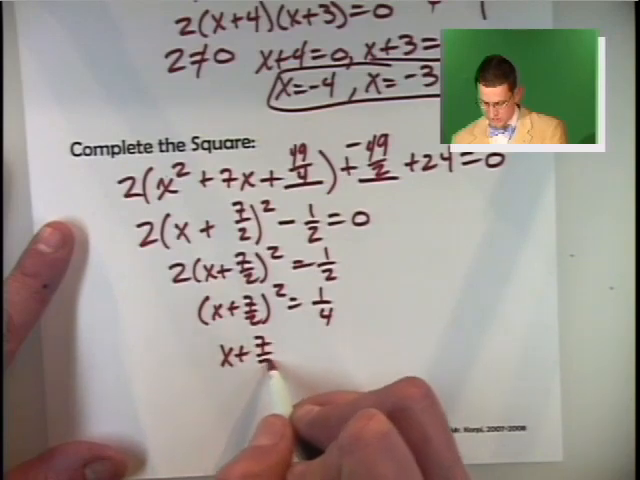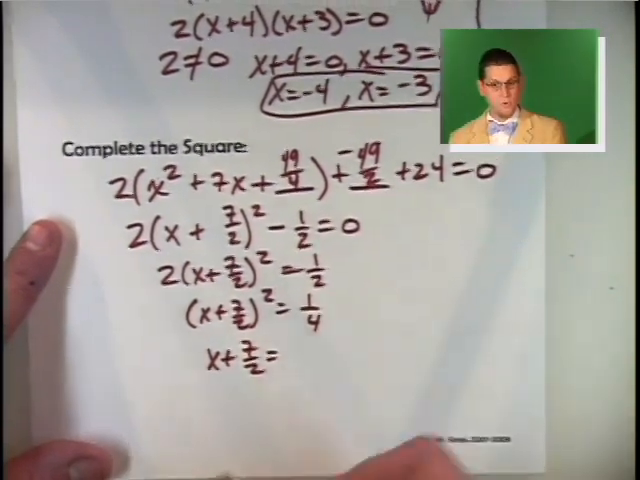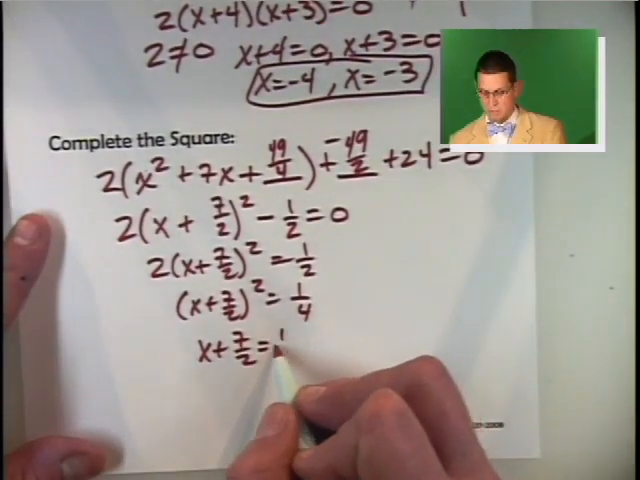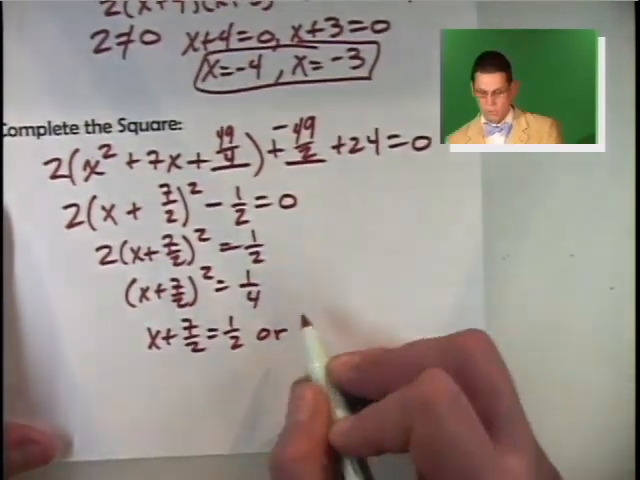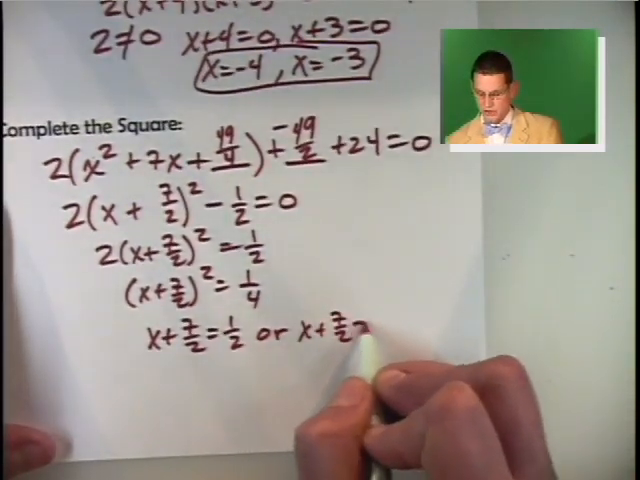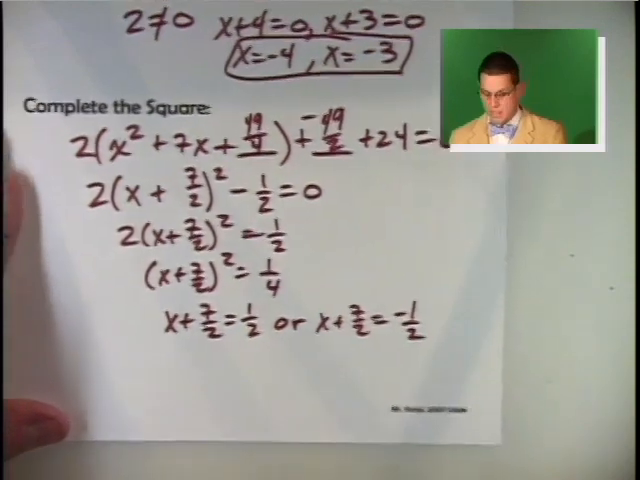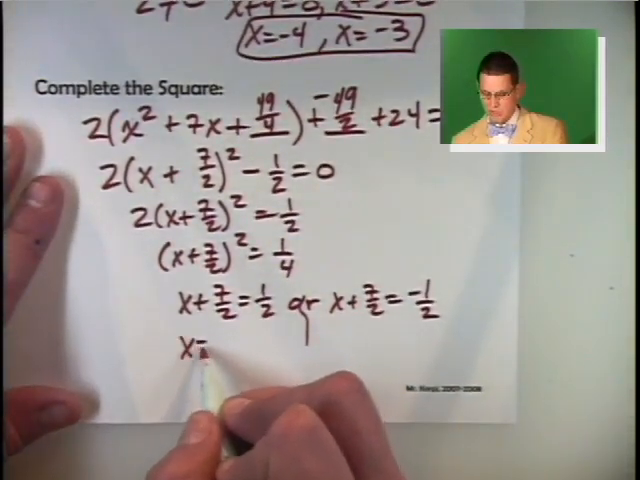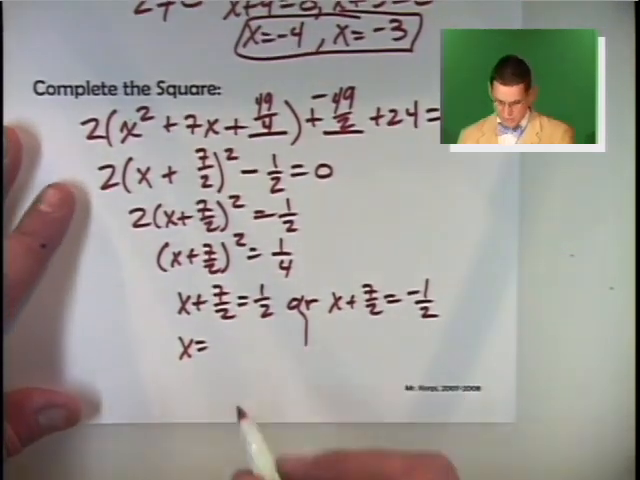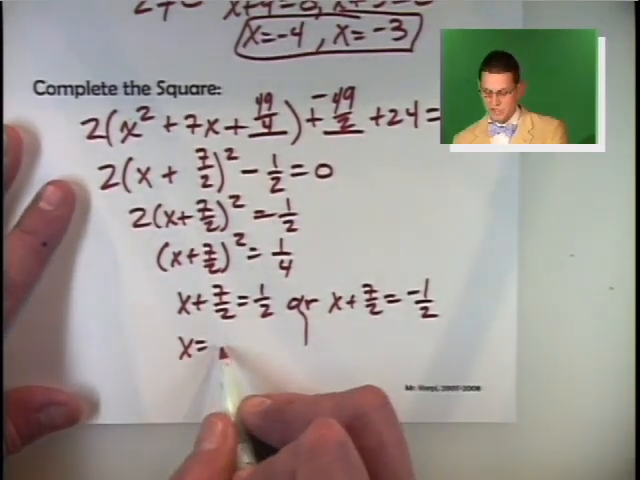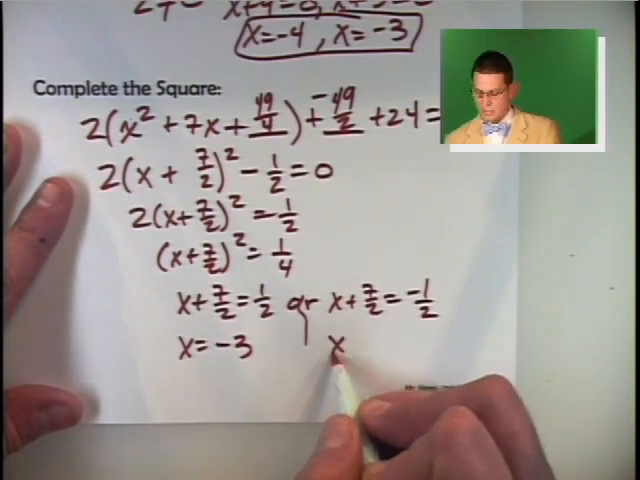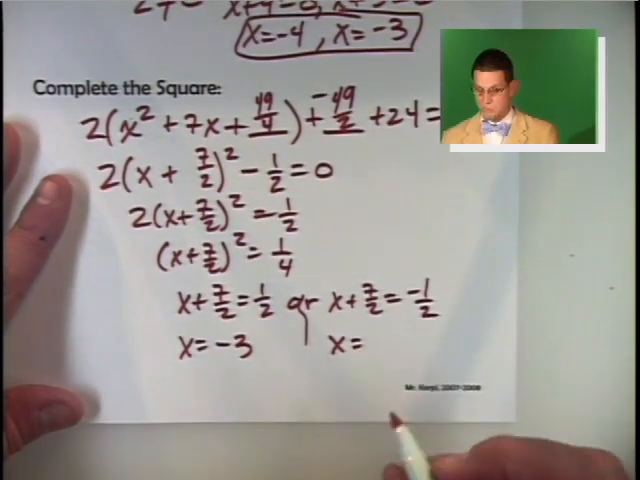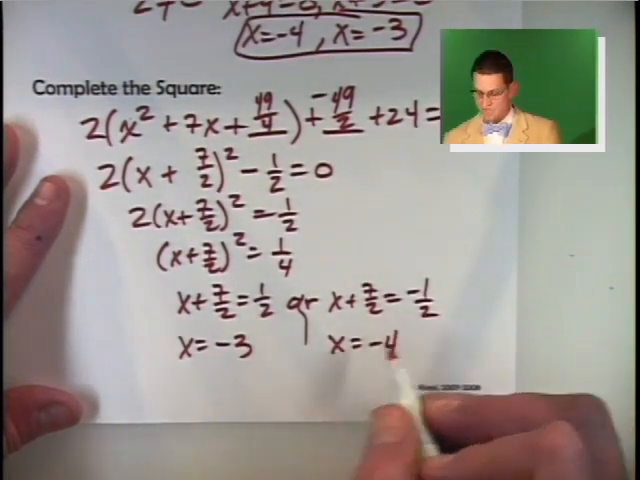So I get x plus 7/2 equals the square root of 1/4, which is 1/2. And I've got to remember to take the positive version, or x plus 7/2 equals the negative version. All right? Well, now I have two equations. They're both linear. I can solve them. So I get x equals 1/2 minus 7/2, which is negative 6/2, or negative 3. And x equals negative 7 minus 1, which is negative 8/2, or negative 4.